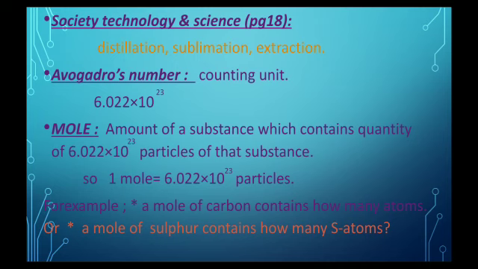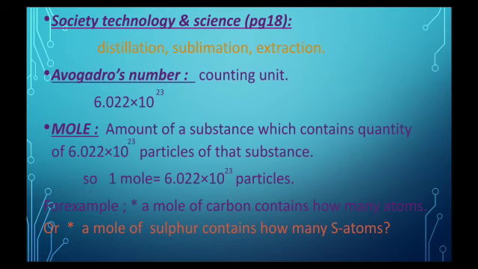Now, examples: a mole of carbon atom contains how many atoms? Yes, 1 mole of carbon atoms में कितने atoms होंगे कार्बन के? It will be 6.022 into 10 raised to power 23. Similarly, 1 mole of sulfur contains how many atoms? अब atoms क्यों है word? Because sulfur is an element and elements are made up of atoms. तो हम atoms का word use करेंगे.